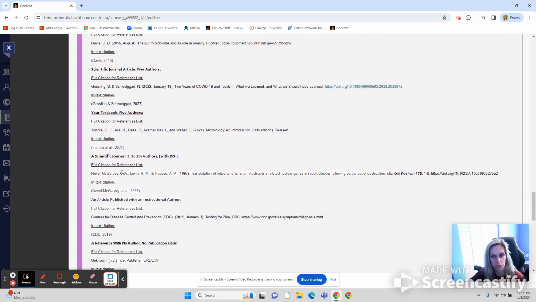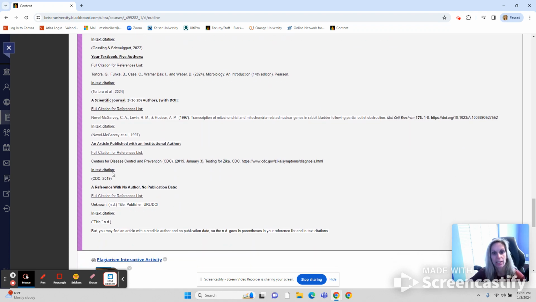Here's a scientific journal article with three or more authors. First thing in the references list, listing all the authors' names, last name first, comma, first initial, period, middle initial, period. Second is the publication date, year, comma, month, day. Third is the title. Fourth is the source. Now the in-text citation with three or more authors in parentheses, listing the first author's last name, et al., period, comma, publication year.